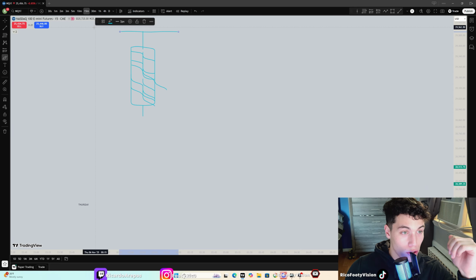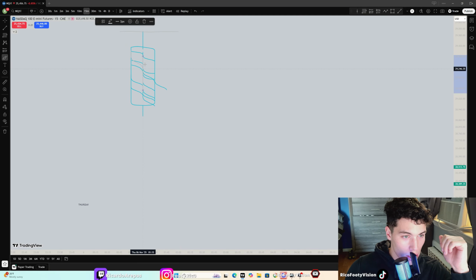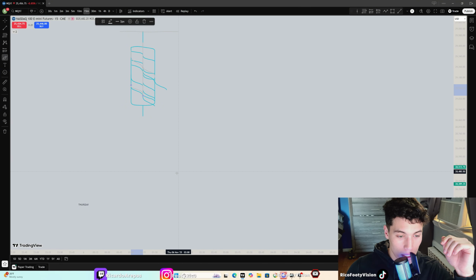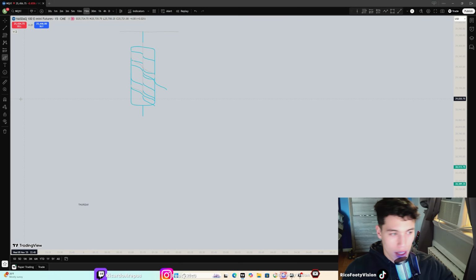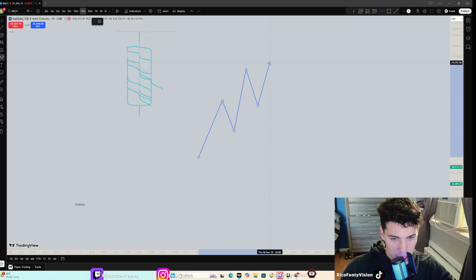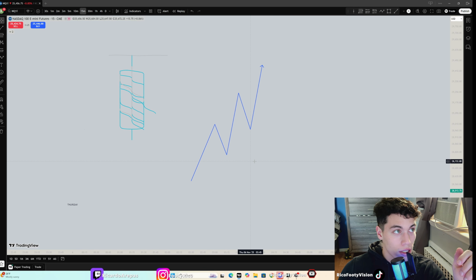If this is a green candle, okay, guys, for me, a green candle means bullish. Bullish means price is going up. Give me a second. Let's do a path. Up, down, up, down, up. This is called a market pattern. This is gonna be bullish, right?